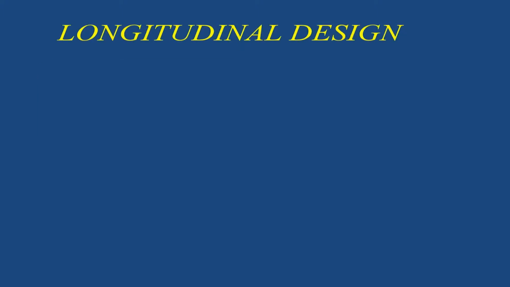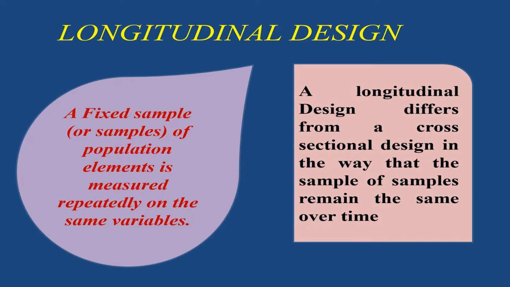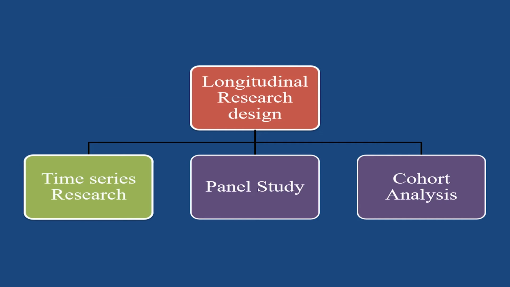The next type is a longitudinal design. Here, a fixed sample of population elements is measured repeatedly on the same variables. A longitudinal design differs from a cross-sectional design in the way that the sample or the samples remain the same over the time. There are three types of longitudinal research. That is, the time series research, the panel study, and the cohort analysis.